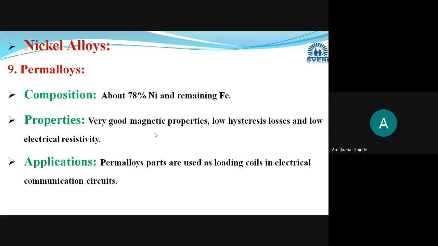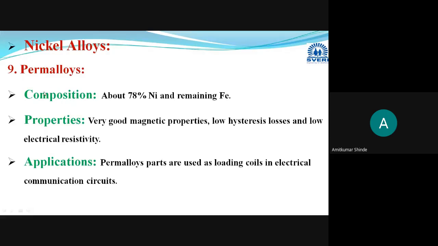Okay, low electrical resistivity. In other words, it is a very good conductor of heat and electricity, meaning it provides low resistance to electricity. In that sense, it will be a better conductor of electricity.